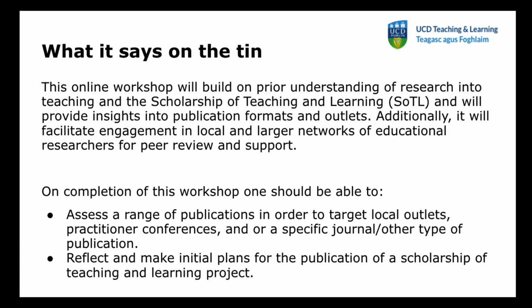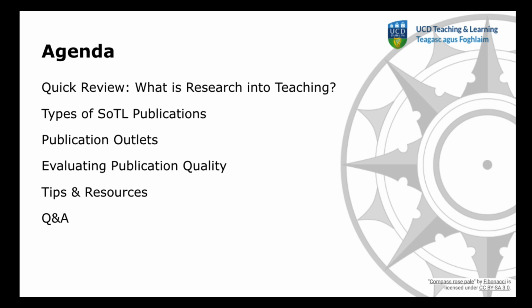On completion of this workshop, one should be able to assess a range of publications in order to target local outlets, practitioner conferences, and/or a specific journal or other type of publication. Reflect and make initial plans for the publication of a scholarship of teaching and learning project. We'll start with a quick review of research into teaching. We'll talk about types of scholarship of teaching and learning publications, publication outlets, evaluating publication quality, and tips and resources.